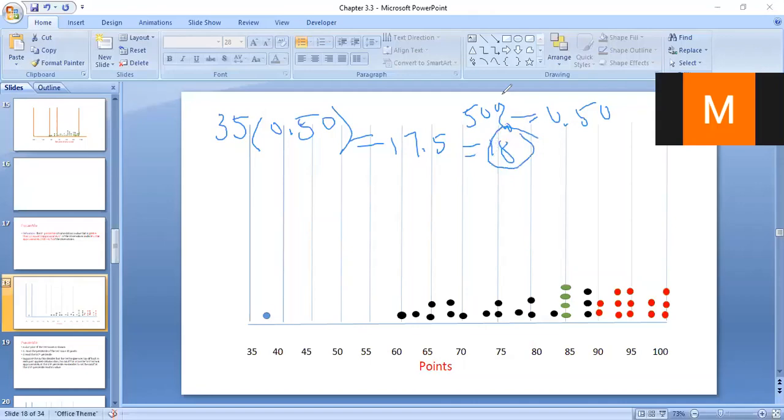And now you count from left to right to the 18. 1, 2, 3, 4, 5, 6, 7, 8, 9, 10, 11, 12, 13, 14, 15, 17, 18 here. And you get 85 points. That is the question: the 50 percentile is 85 points.